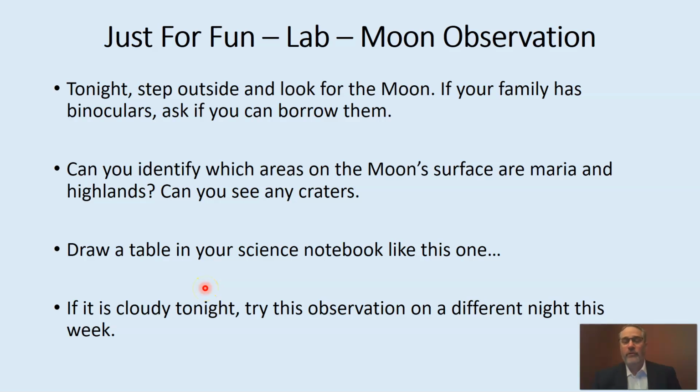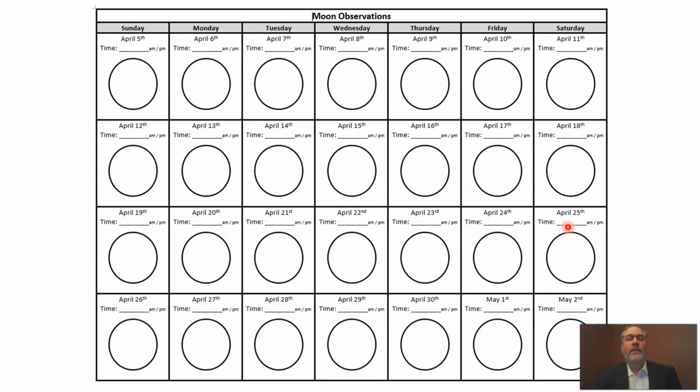Okay? So to do that, you may want to use something like this. This one's pretty fancy. For your observation, any night that you make a moon observation, I want you to put down the date, and I want you to put down the time that you observed it, and I want you to try to draw the moon phase. So in other words, you would just shade the part that you can't see. Okay, so you would need to shade the part.